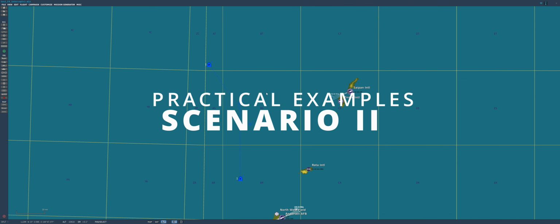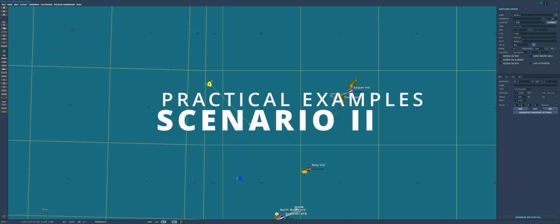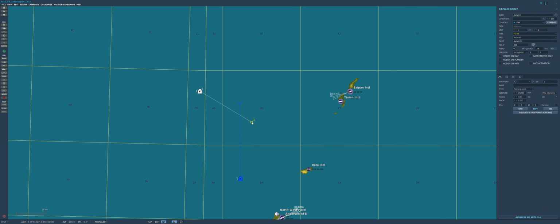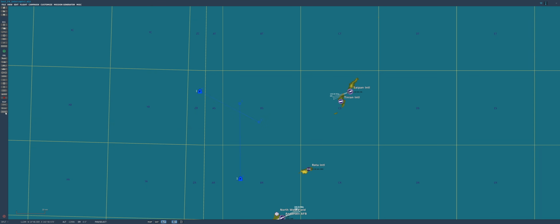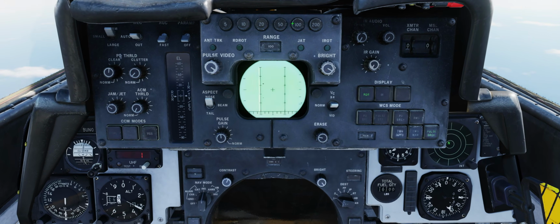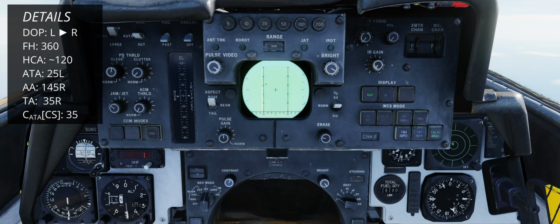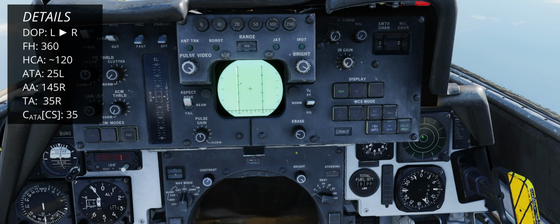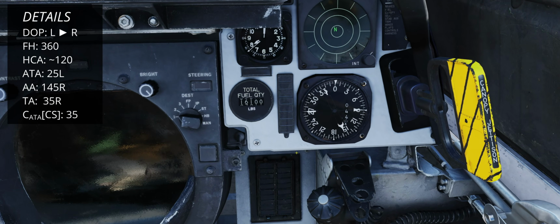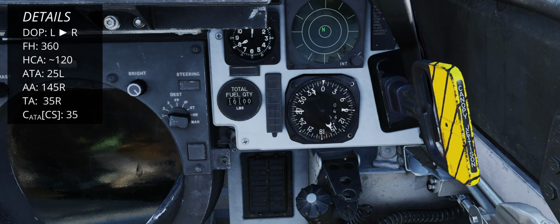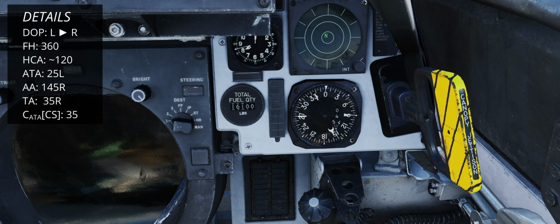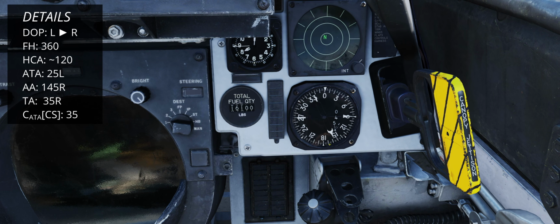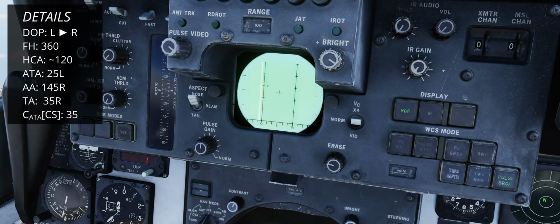Alright, the previous one was easy. Let's shake things up a little bit by having the target flying at a greater angle. We can use the same mission, and now the target is flying 120 rather than 147. We've got the target at pretty much the same range, but now the drift is more visible. ATA is about 25 left, so the usual check on the BDHI, and we find the HTA is 120. AA is 145 right, and for the TA lovers, the value is 35 right.